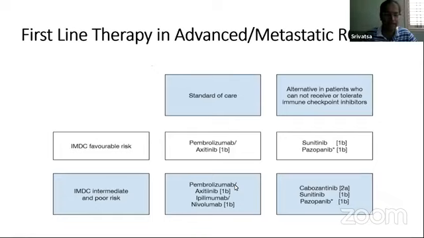In patients who have IMDC intermediate and poor risk features, the standard of care is to use pembrolizumab and axitinib combination, or ipilimumab with nivolumab combination. The second alternative is to use cabozantinib, sunitinib, or pazopanib.